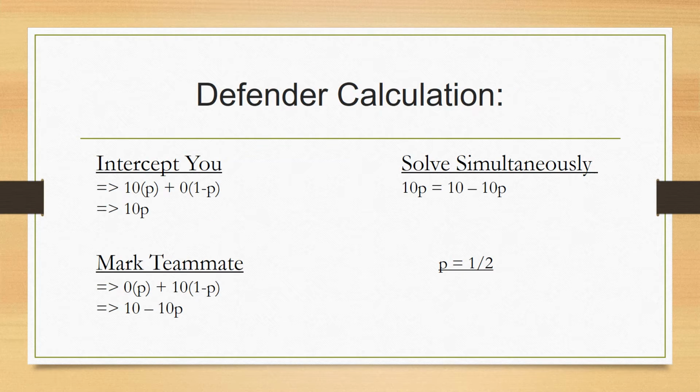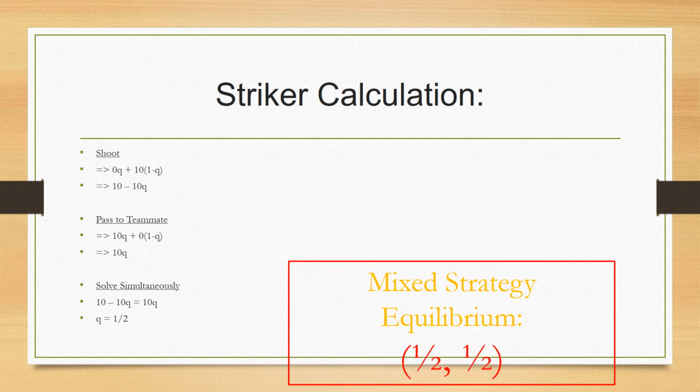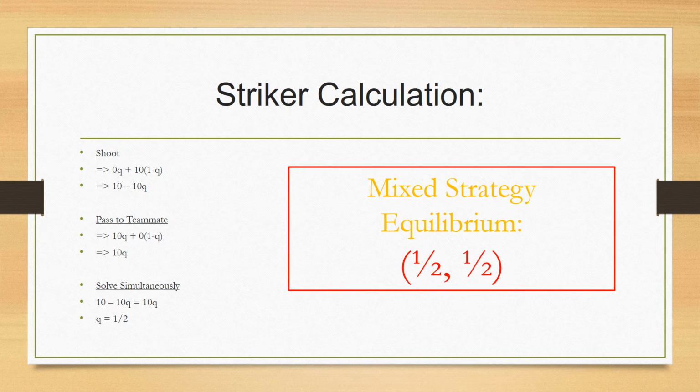To calculate P, we must work out the expected utilities for both of the defender's actions when you, the striker, are indifferent between the selection of your actions. Following this, we then must solve both expected utility equations simultaneously to calculate P. We then get the result of P equals a half. We must repeat this process in order to calculate Q. This gives us the result Q equals a half. Hence the mixed strategy equilibrium is half-half.